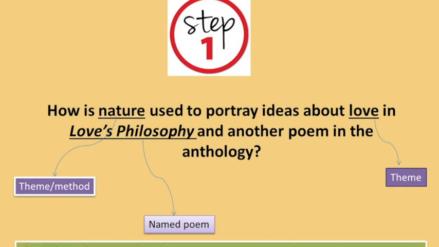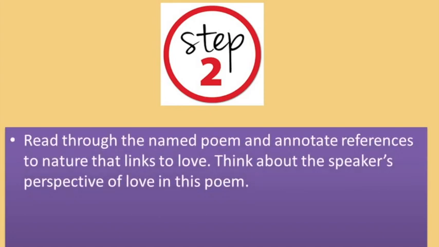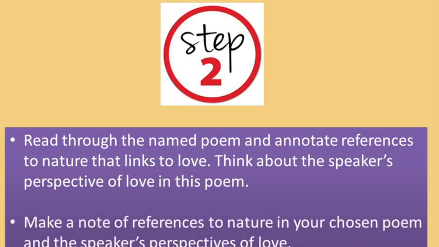Our next step is to think about other poems in the anthology that use nature to present love. And there's so many of them. But we have, for example, Winter Swans, Neutral Tones, Sonnet 29, I Think of Thee, and so many others. So once you've identified your second poem, the next step is to read through the named poem, which will be in front of you in the exam, and annotate references to nature that link to love. We cannot forget the main theme here is love, and we're looking at how nature is used to present that. Think about the speaker's perspective of love in this poem. And then you make a note of references to nature in your chosen poem and the speaker's perspectives of love.